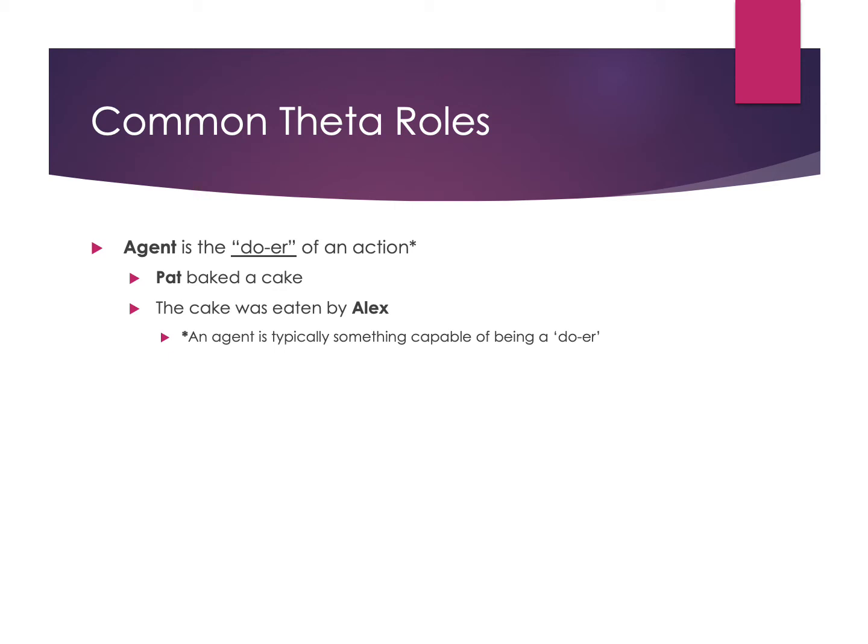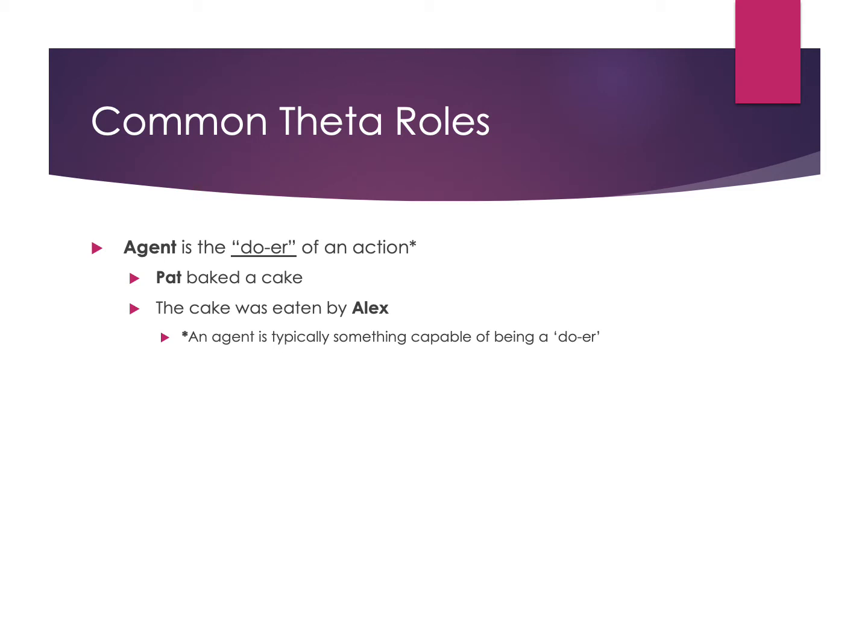So Pat baked a cake. Pat is the one that's doing the action of baking, so that would be the agent. The cake was eaten by Alex. Alex is the one eating the cake. The cake isn't an agent. The cake isn't doing anything. Alex is the one doing something. So even though Alex is not in the subject position in a sentence, Alex is still acting on and doing something, so that would be the agent.